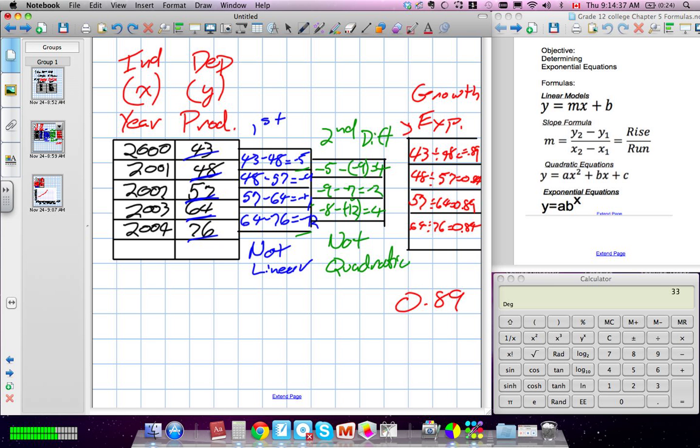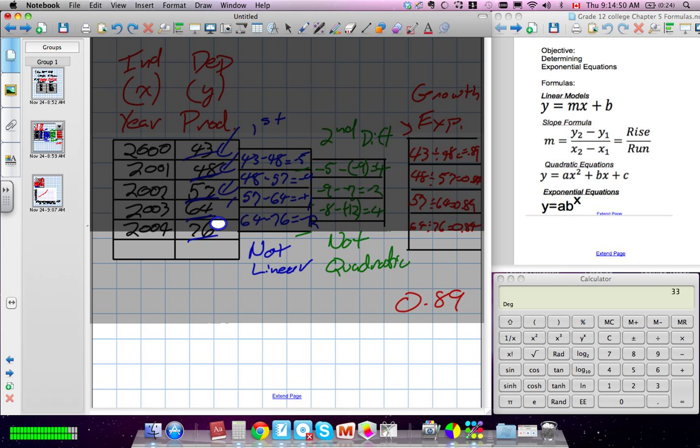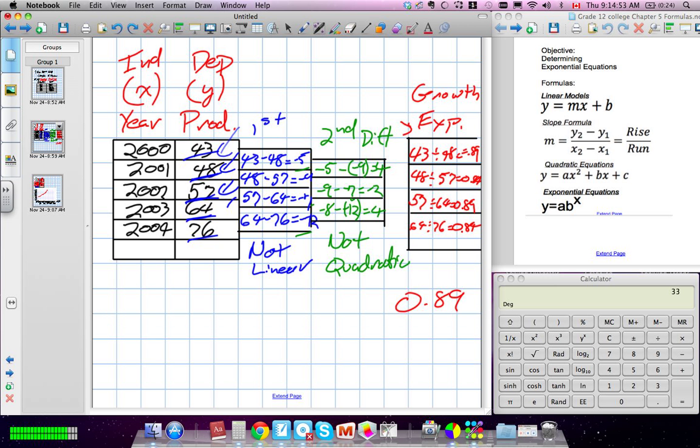There is a growth pattern. This is being multiplied by a certain number every time. In order to figure out that number, because it's growth, this is very important because you'll have something like this on your test. Because it's growth, you need to divide the larger number by the smaller number to find out what the ratio is for growth. So I'm going to take the number 48 and divide it by 43. 48 divided by 43 equals 1.16.